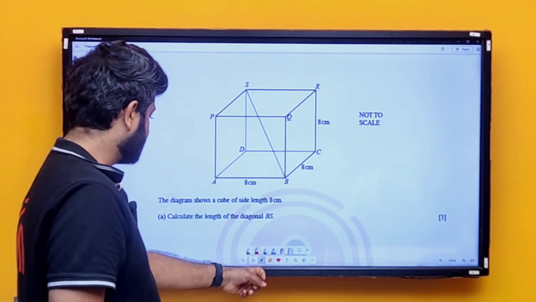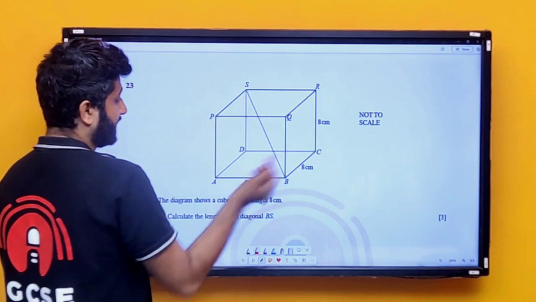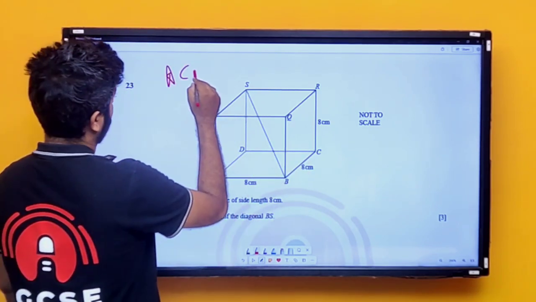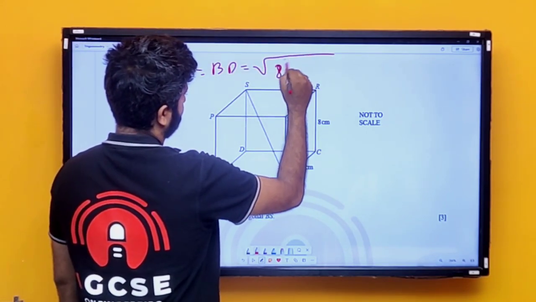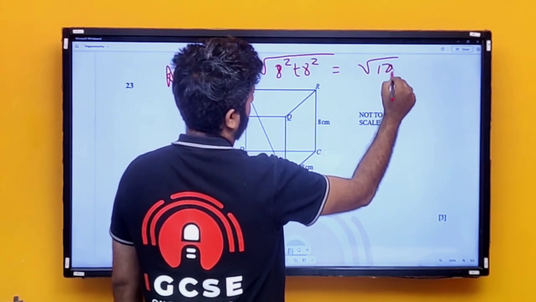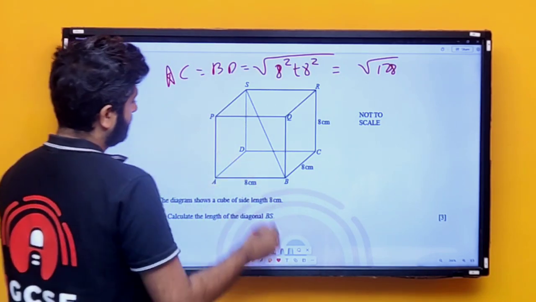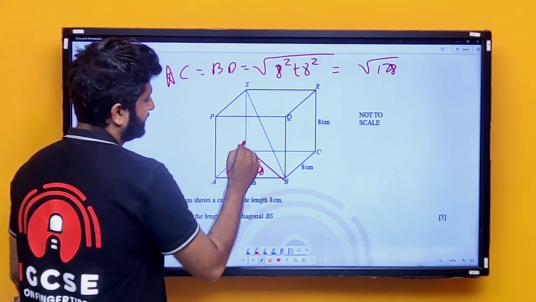Again, find the diagonal BS. So this is 8, this is 8, so I can find the diagonal AC. Now both the diagonals AC and BD will be equal. They will be root of 8 square plus 8 square, which is again root 128. So I am supposed to find diagonal BS, but so this is root 128.